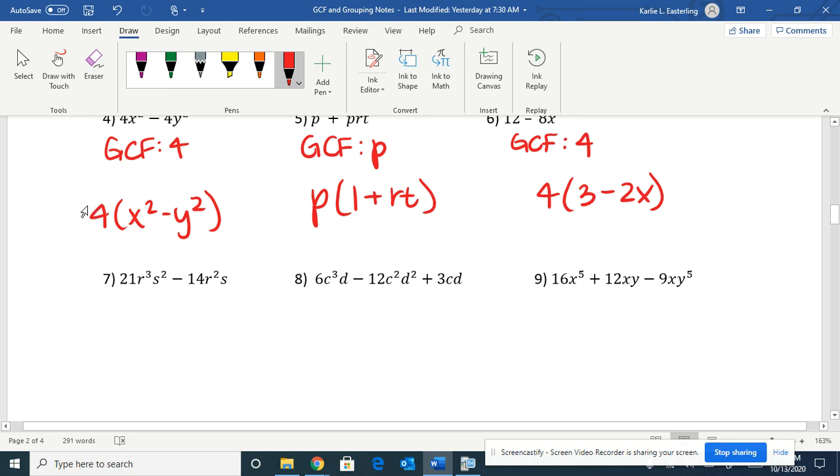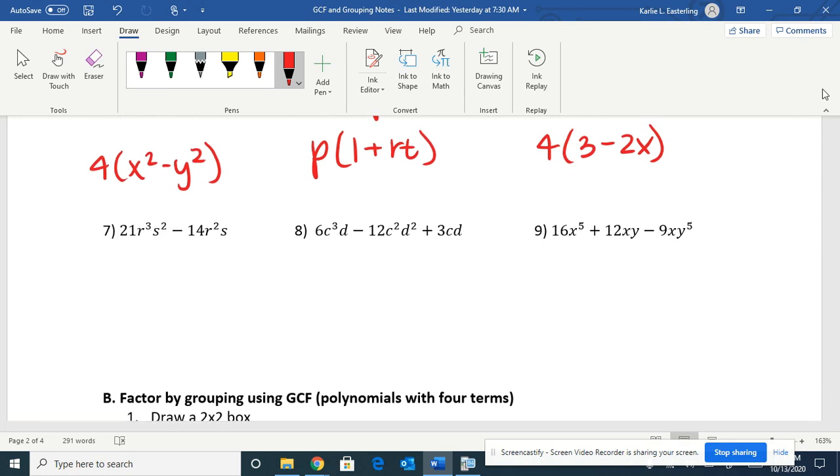I'll go over the greatest common factor for number 7 with y'all because this is where it gets a little complicated, since you have to check for multiple variables. Whenever I'm doing these, I like to do it piece by piece. The first thing I look at is the numbers, 21 and 14. Hopefully you recognize that their greatest common factor is 7. Then we look at the variables. I see two variables, an r and an s. For the r, I have r cubed and r squared, so I can pull out r squared. For the s's, I see s squared and s, so I can pull out at least one s. That's how you get your greatest common factor.